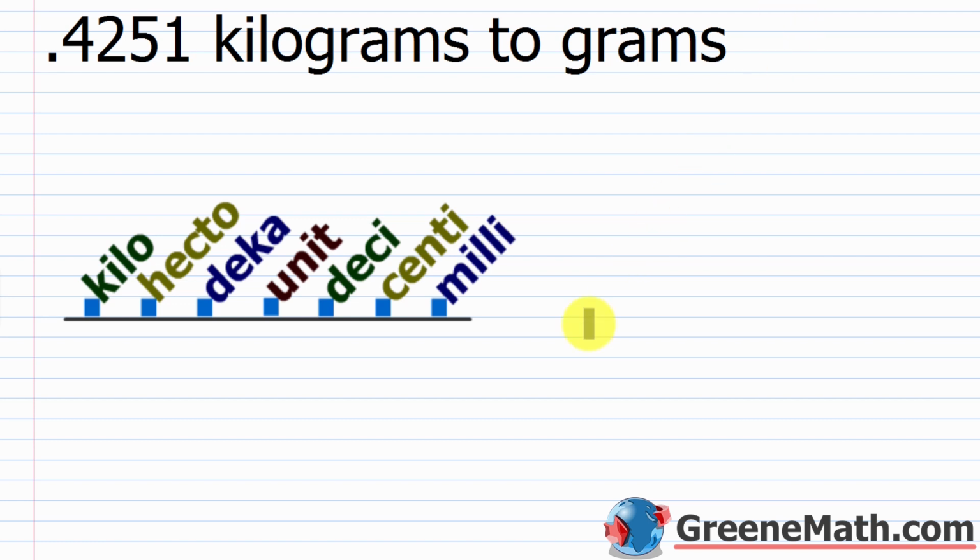So the way we do this, we use a prefix chart. So here's the prefix chart here, and we just identify the prefixes involved in our conversion. So for kilograms, kilo comes before grams, and we'll locate that on the prefix chart right here. That's kilo. And then for grams, there's no prefix there because that's the basic unit. So we'll highlight that there.